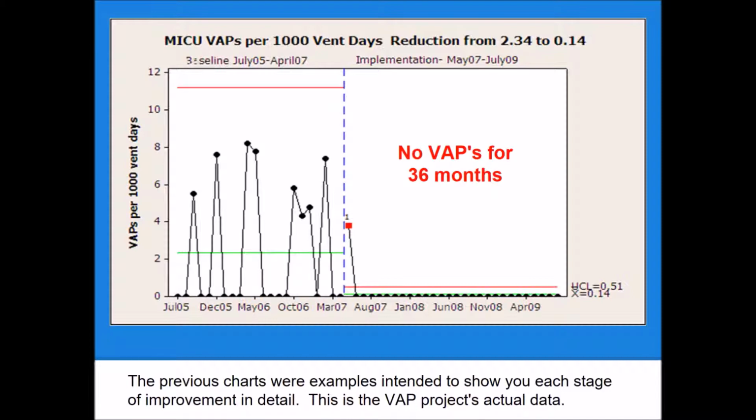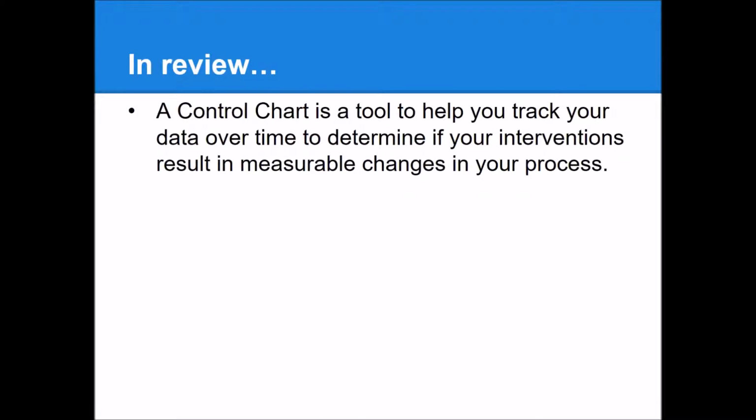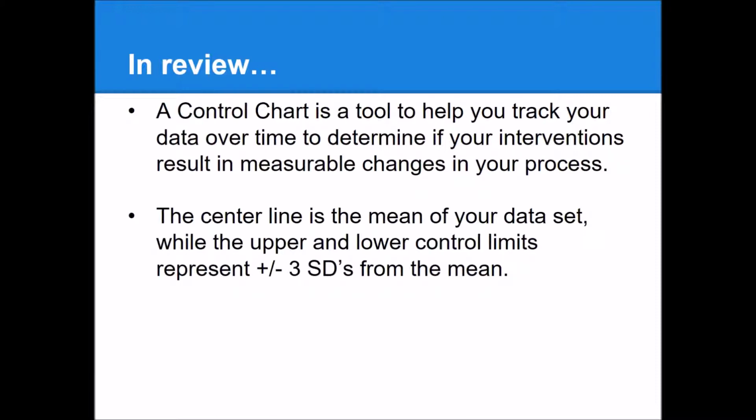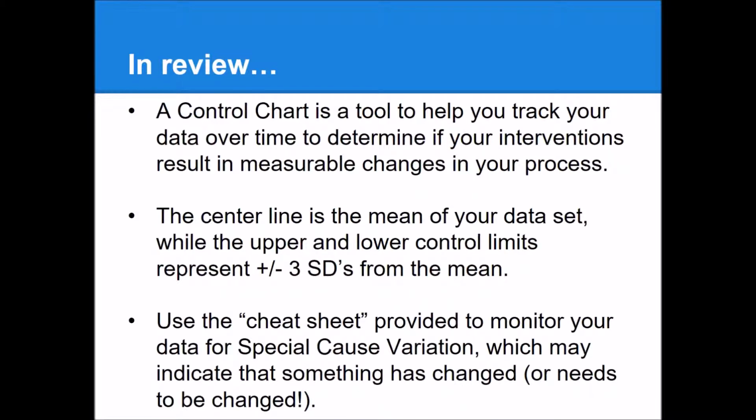In review, a control chart is a tool to help you track your data over time to determine if your interventions result in measurable changes in your process. The center line is the mean of your data set, and the upper and lower control limits represent plus and minus 3 standard deviations from the mean. You can use the cheat sheet that I provided to monitor your data for evidence of special cause variation, which may indicate that something has changed or needs to be changed with your process.